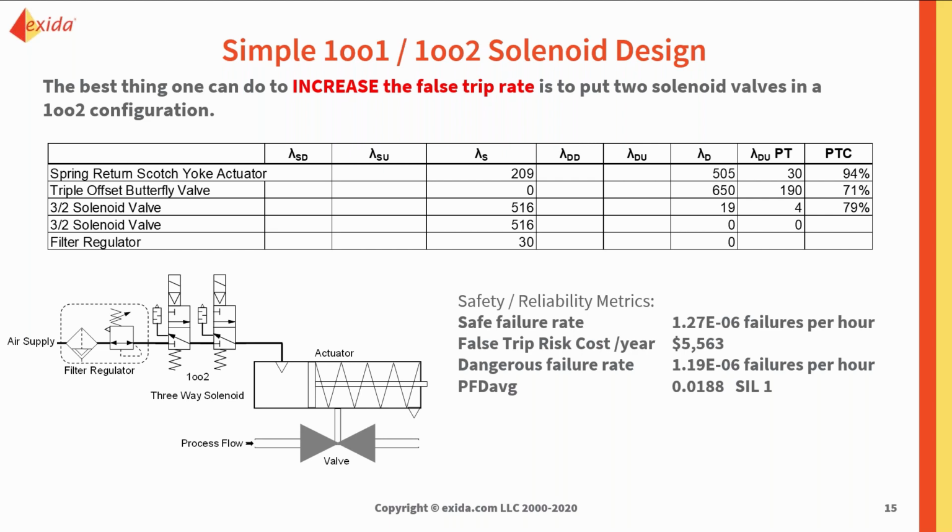Or if you're looking at a false trip rate cost per year, we're looking at $5,563. Okay, it's kind of hard to see the failures per year and the difference in those numbers, but seeing the difference in the dollars and cents, that makes a very clear picture. Our dangerous failure rate, remember that's the special one everybody usually pays attention to, is 1.19 times 10 to the negative 6. What does that mean? Bottom line, your PFD average is 0.0188, which equals a SIL 1.